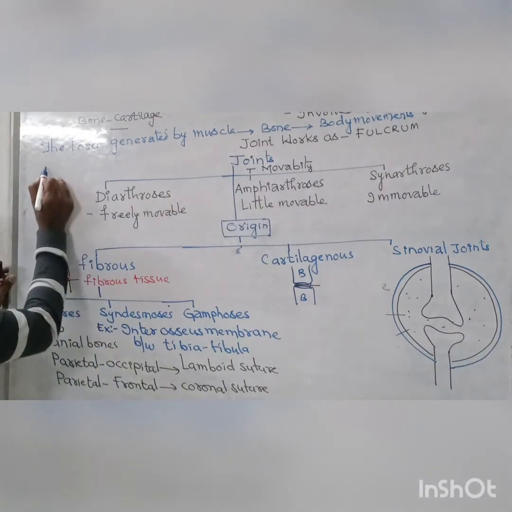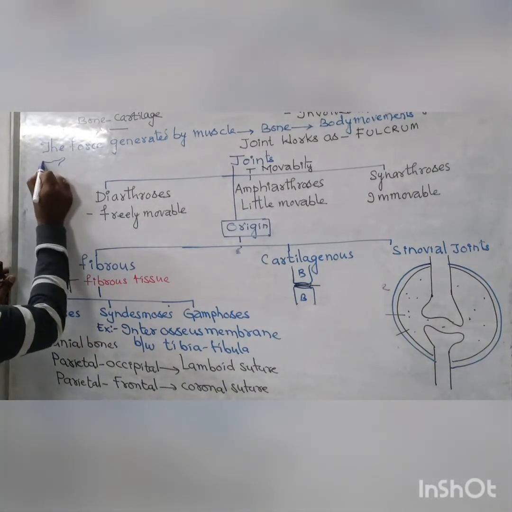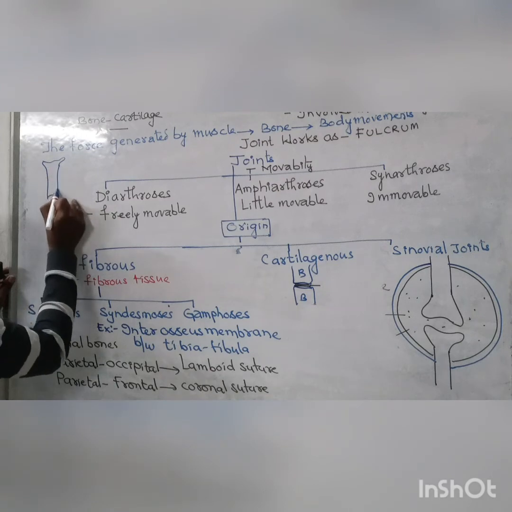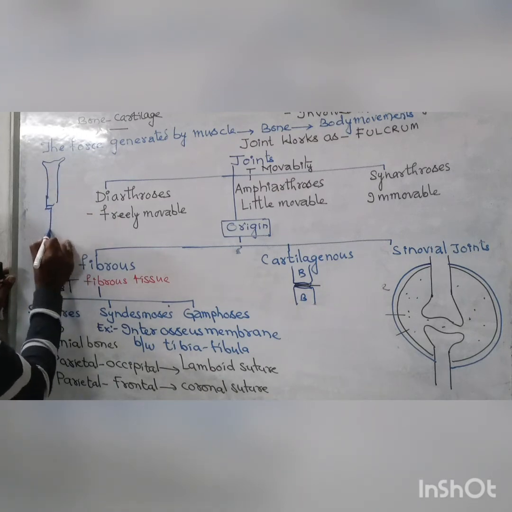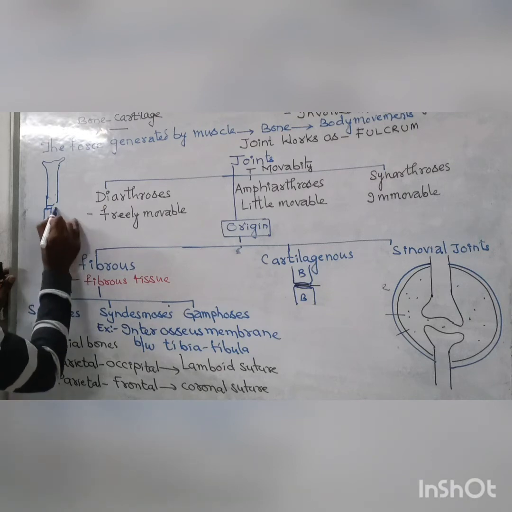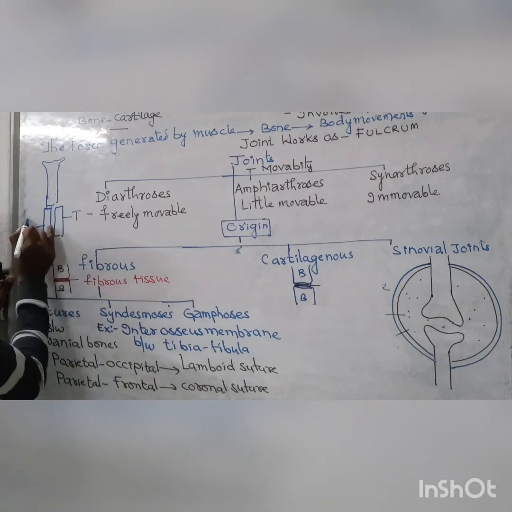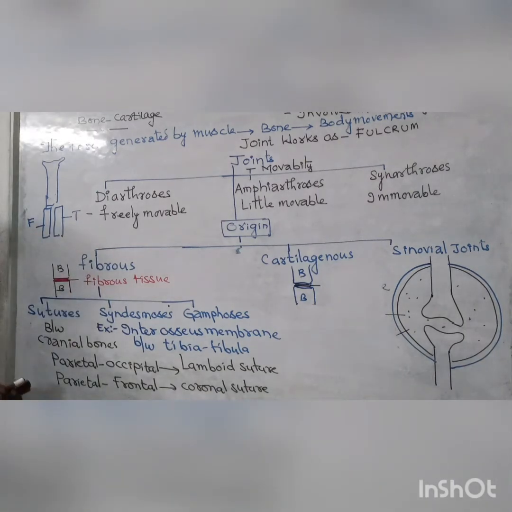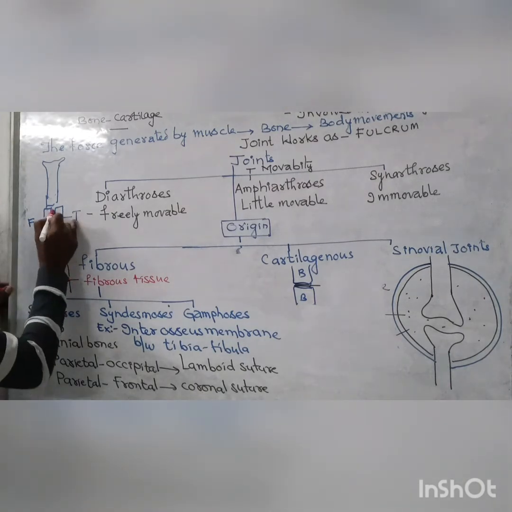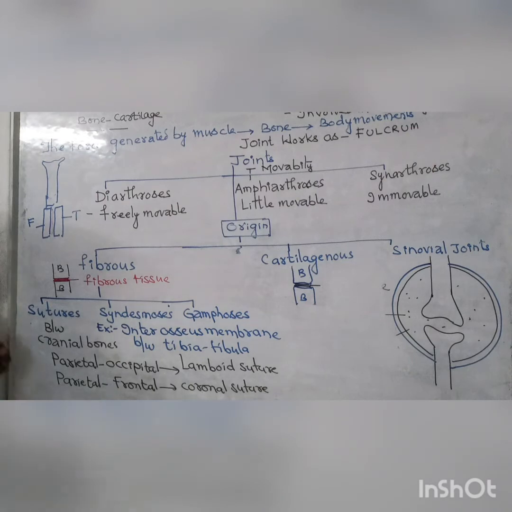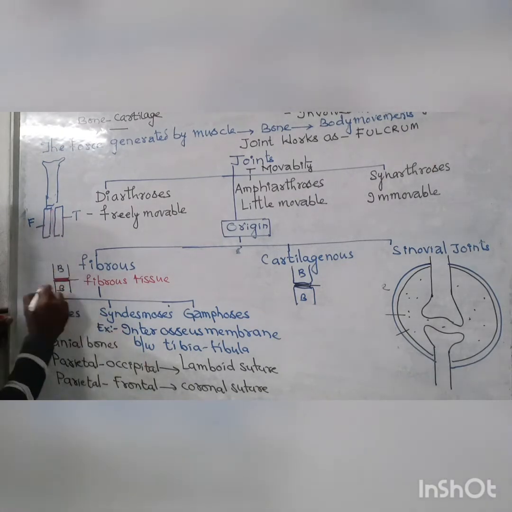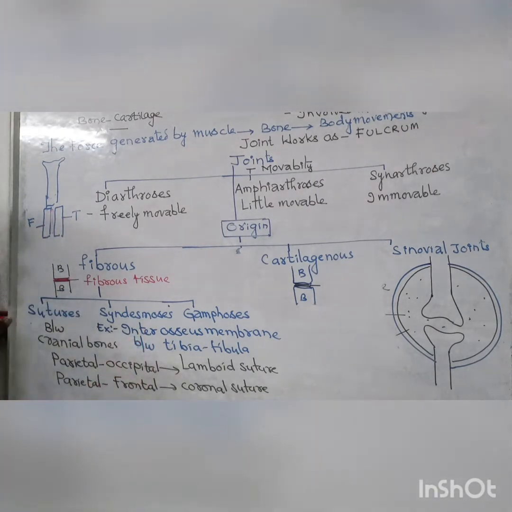For example, if you see, this is the femur bone, and this is the tibia and this is the fibula. Between the tibia and fibula, there is a fibrous tissue. This is called the interosseous membrane, between the two bones. Interosseous membrane between the tibia and fibula is the example of the syndesmos.